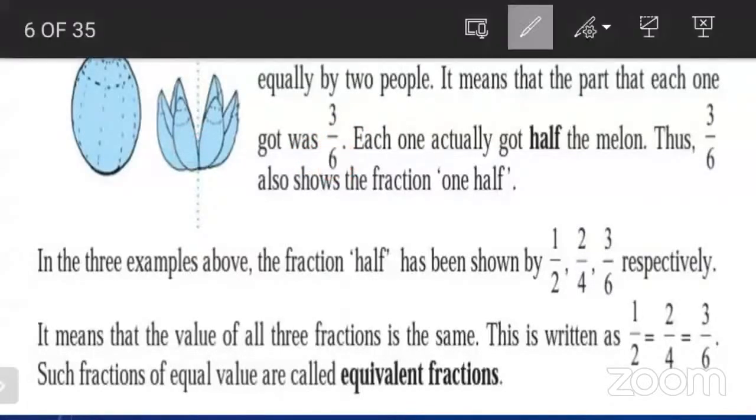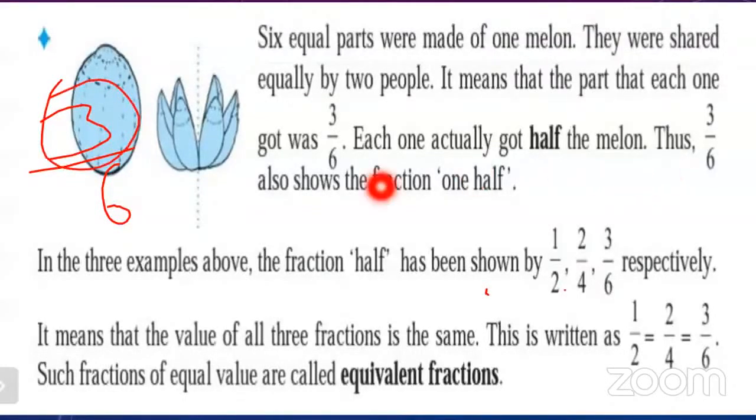So total parts are how many? 6, isn't it? Out of 6 parts, how many parts are given to equally? 3 parts, isn't it? So what does it mean? This 3 is representing half, isn't it? It is half. Now this 3/6 also shows the fraction 1/2. Okay, so total parts are 6, so half of the 6 is what? 3. Okay, so in the 3 examples above, the fraction half has been shown by 1/2, 2/4, 3/6.